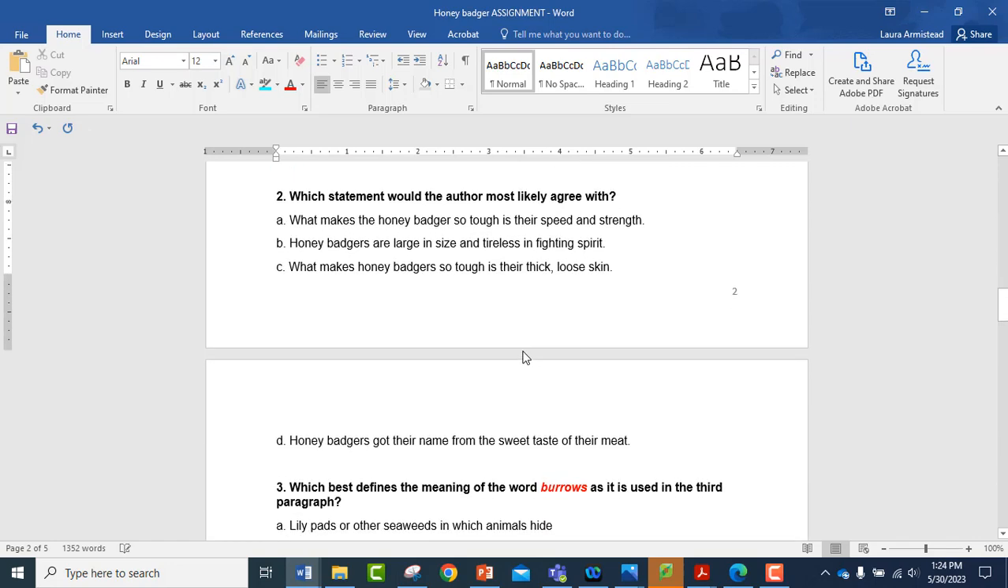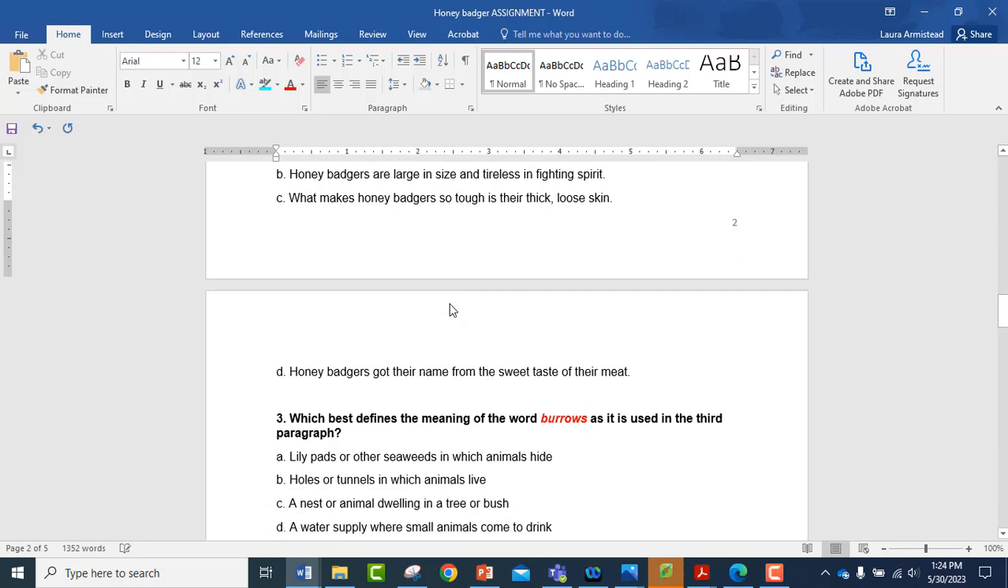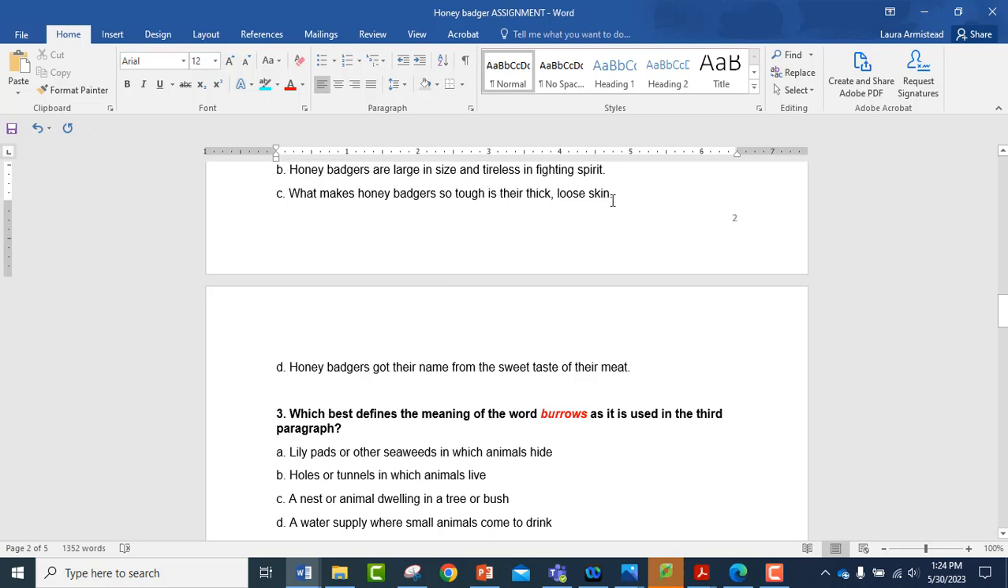Okay. Which statement would the author most likely agree with? What makes the honey badger so tough is their speed and strength? No, because he said it's the skin. Honey badgers are large in size and tireless? They're not large in size, right? Like they're the size of a beagle. What makes honey badgers so tough is their thick, loose skin. That's probably it. Honey badgers got their name from the sweet taste of their meat. Well, they never said that. So it's got to be this one.